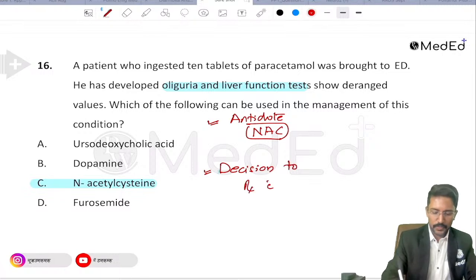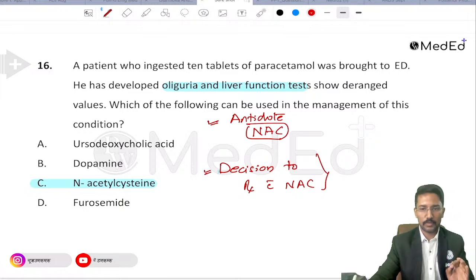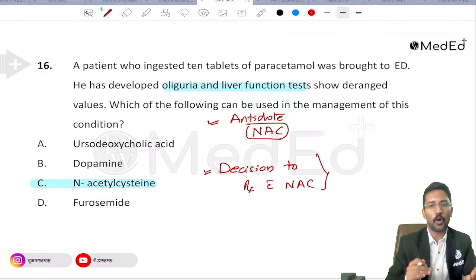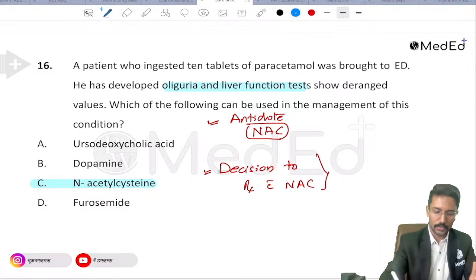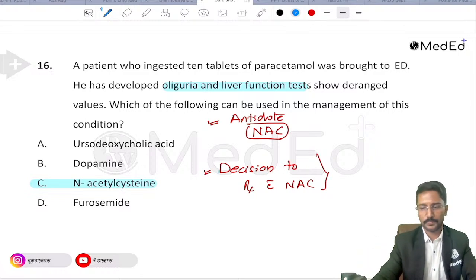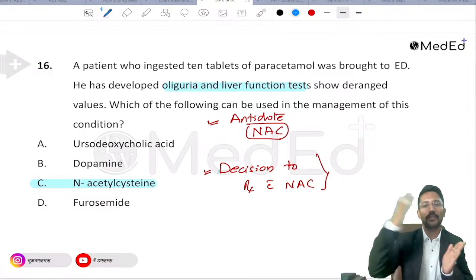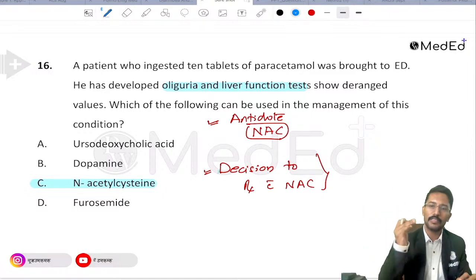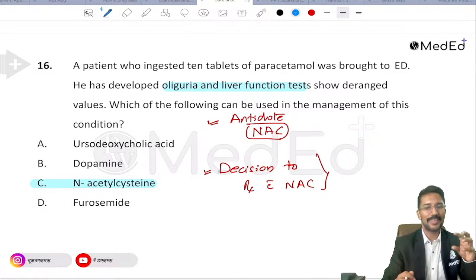Decision to treat with N-acetylcysteine is based on serum paracetamol levels, which you have to take 4 hours after the consumption of paracetamol or anytime after that, not before that. Then you will plot it on a nomogram. If the levels fall above the treatment line, you will give N-acetylcysteine. If levels are below the treatment line, then the patient is not at risk of developing liver injury. We don't need to give N-acetylcysteine.